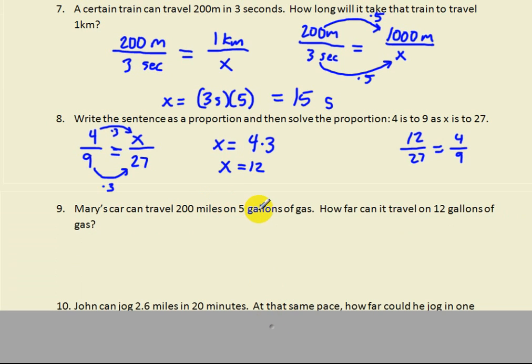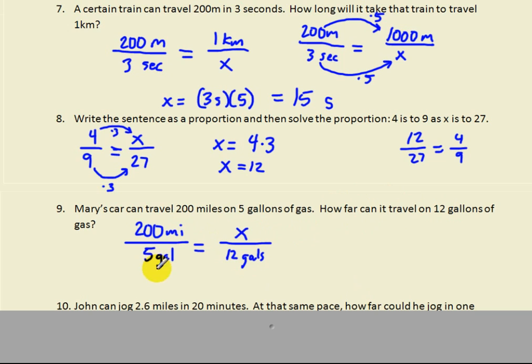Mary's car can travel 200 miles on 5 gallons of gas. How far can it travel on 12 gallons of gas? So we set up 200 miles over 5 gallons of gas. And then we have to keep the same units where we're looking at distance over gallons of gas. How far can it travel? So we're looking for the distance. We know the gallons of gas, 12 gallons.